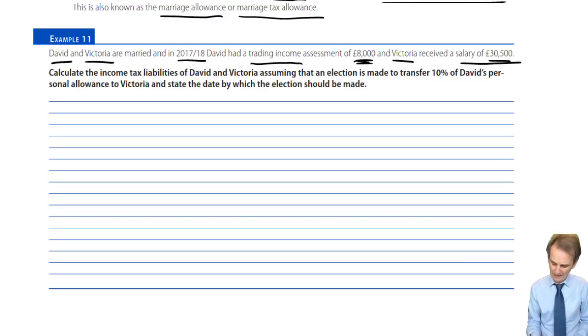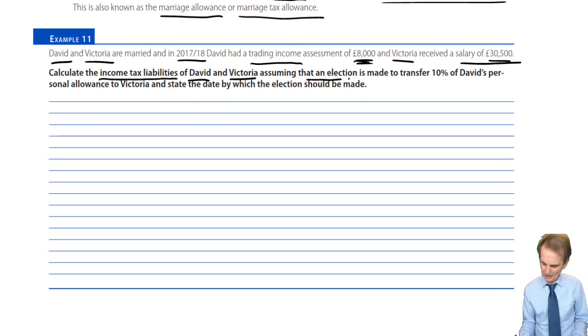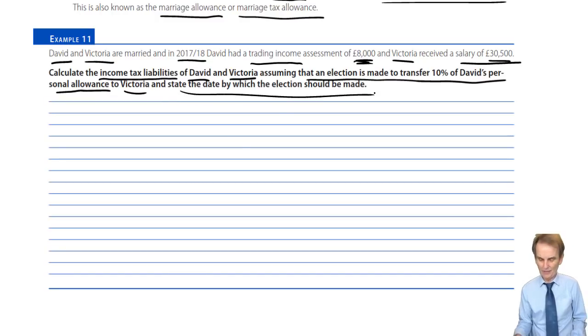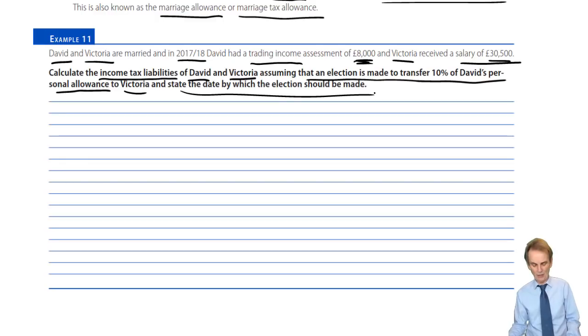What have we got to do? Calculate the income tax liabilities for both David and Victoria, assuming that an election is made to transfer the 10% of David's personal allowance to Victoria, and then, of course, stating the date by which the election must be made. Again, you can look back to the note above and write that in when you look at the answer to this.